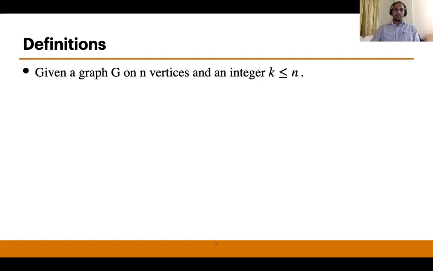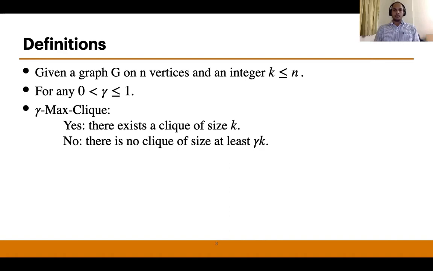Now, before going into the details of the reduction, we will define some graph theoretic problems which we are going to use in our reduction. Let's consider we are given a graph G on n vertices and an integer k less than or equal to n. Gamma is the approximation factor, which is less than or equal to 1. The problem of gamma max clique is to distinguish whether the input is a yes instance or a no instance. Input is a yes instance when there exists a clique of size k. It is a no instance when there is no clique of size at least gamma times k. Remember, a complete subgraph of G is called a clique.